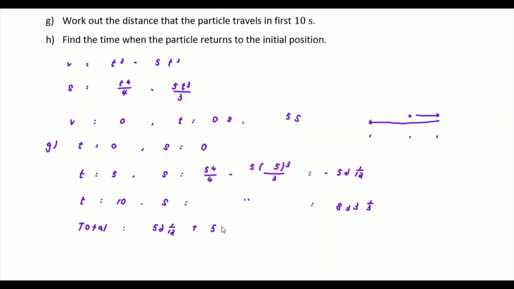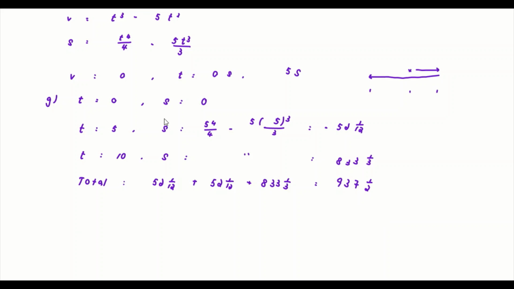So it's another 52 1 over 12, and then plus the last distance, which is 833 1 over 3. Okay, and that will give me my answer: 9371 over 2. Please remember that if you are doing a definite integral, it's similar to what we explained just now using the area under the graph.